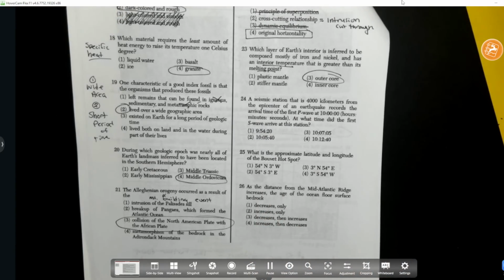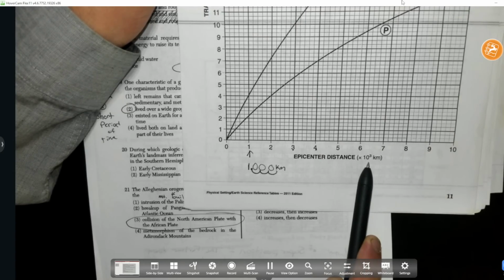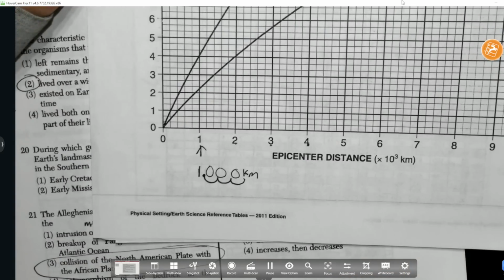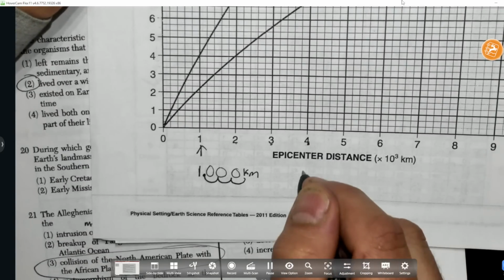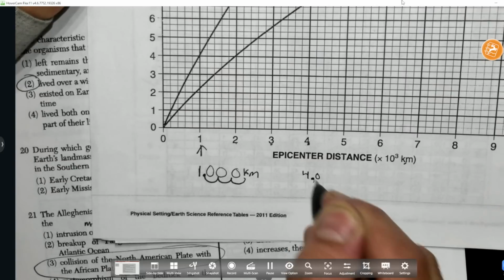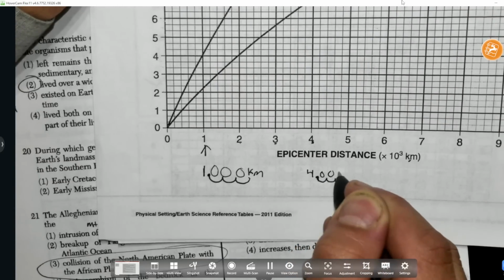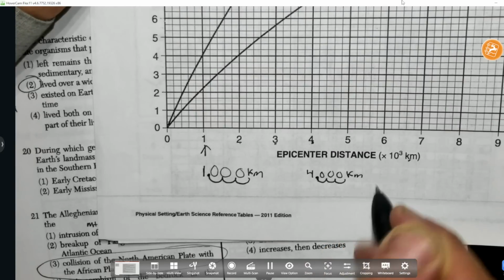So, real simple. All you got to do is go to Earth Science Reference Table, page 11, and we're looking for our 4,000 kilometer mark. Notice here that it says epicenter distance times 10 to the third. What that really means is scientific notation. So, for example, this 4 is actually 4.0 times 10 to the third, meaning we're going to move the decimal to the right 1, 2, 3 times, giving us a total of 4,000 kilometers.